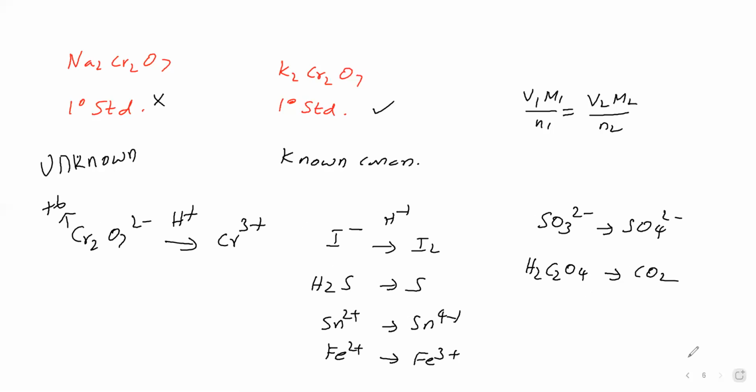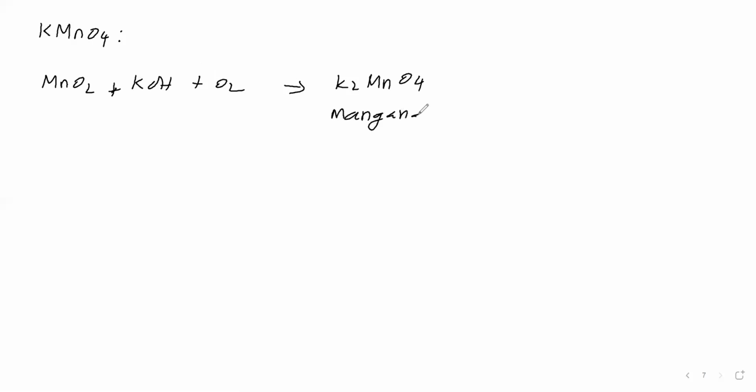Next, we will go for potassium permanganate. Preparation of potassium permanganate we will see. Now, we will take manganese dioxide, MnO2. To this, we will add solid potassium hydroxide. We will fuse these two, melting them. Then air is passed into this. What we are getting is potassium manganate.